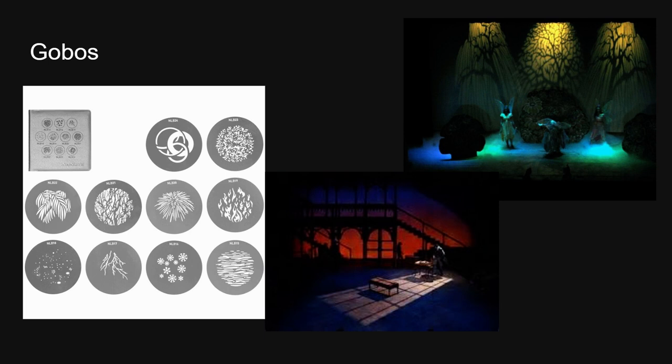Gobos are a lighting design technique. So technically, lighting and set design a lot of times overlap nowadays, and especially when it comes to projections and gobos. So gobos are metal discs, you can see on the left there, that slide into the lighting fixture between where the light goes through with the lamp and onto whatever surface it's projecting onto.